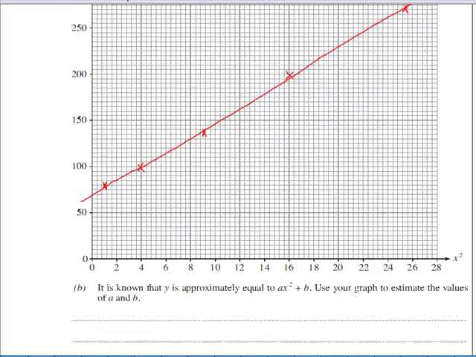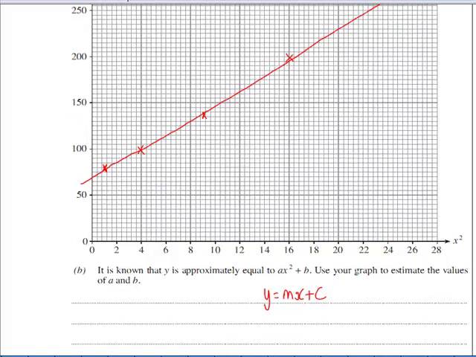And then in part B it said it is known that y is approximately equal to ax squared plus b. Use your graph to estimate the values of a and b. Well, because it's a straight line, we know that the formula for a straight line is y equals mx plus c, where m is the gradient and c is where it cuts the y-axis. We can use those facts here because we've got a coefficient of x squared, which will be our gradient, and our plus b will be equivalent to our plus c.